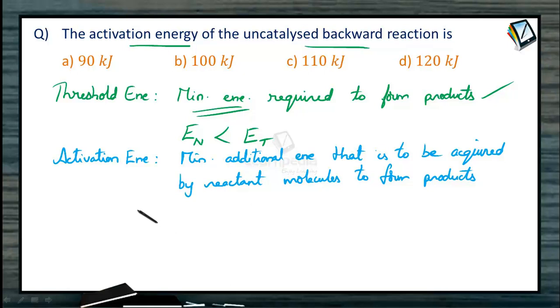So I can write the relation between activation energy, threshold energy and the energy of the normal molecules like this. Threshold energy is equal to the energy of the normal molecules plus the additional energy which they need to acquire to form products. That is the activation energy. And here we need to find out the activation energy for the uncatalyzed backward reaction. And for that one, we need the values of the normal energy of the products here, because we are talking about the backward reaction, and we also require the value of threshold energy.